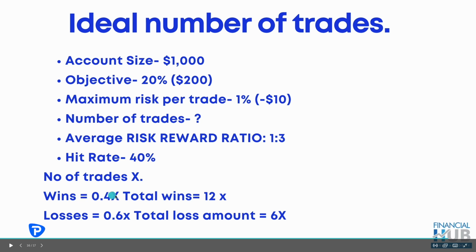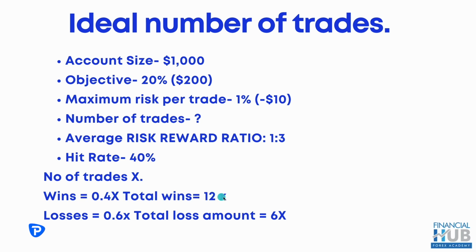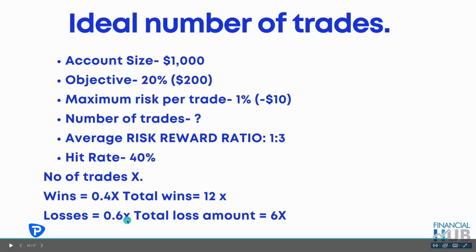Back on the wins, you can see I have total wins, which is 12X. How do I get that 12X? Of course, I know my risk reward ratio. So if my risk reward ratio is 1:3 and each loss is $10, that means each win is $30, right? I think that is also clear. So $10 for $30 win. So of course I'll multiply my total wins times 30. So 0.4x times 30 brings me down to 12x, and 0.6x times 10 brings me to 6x. So this is my total wins, and this is my total losses.